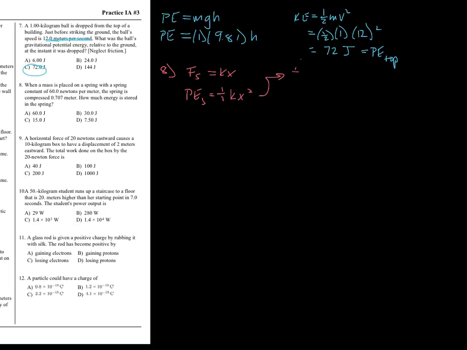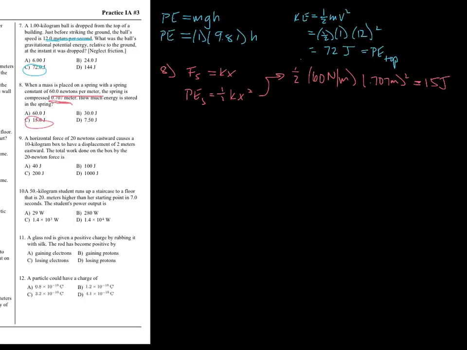So 1/2, k is the spring constant, 60 newtons per meter. I could see why you might be confused to use that Fs equation, because the spring constant has a unit of newtons, so you're thinking force. But that's just the spring constant. It applies to both equations. Next, we're going to use our compression distance, 0.707. Don't forget to square it. That's a common mistake too. And you should get 15 joules as your answer, choice C.